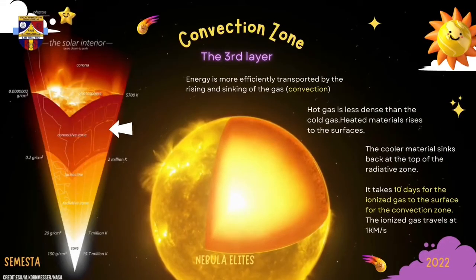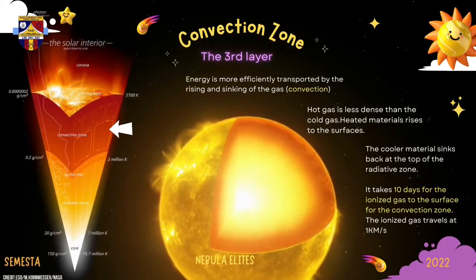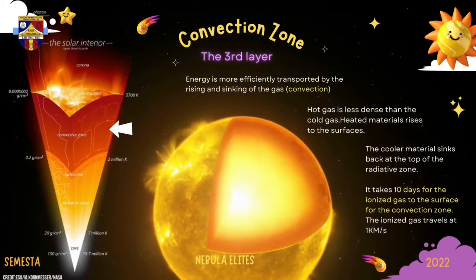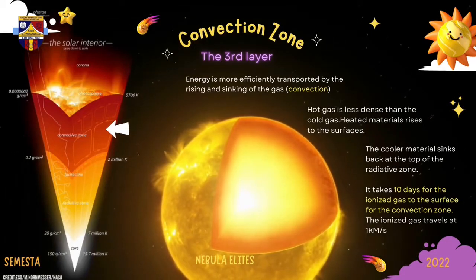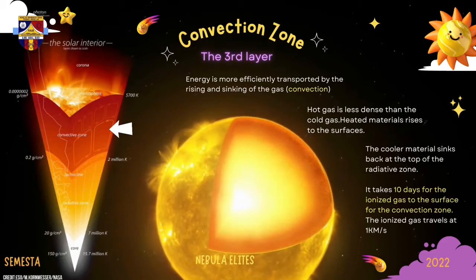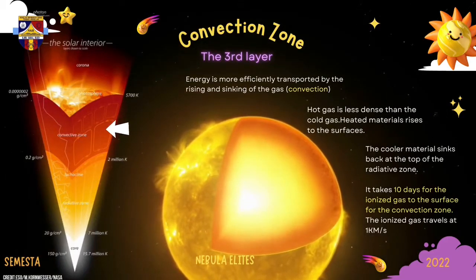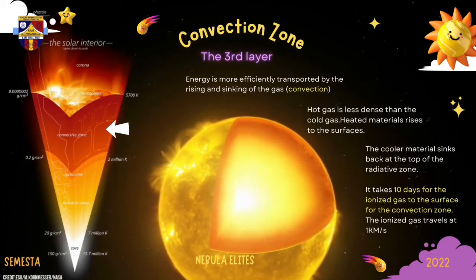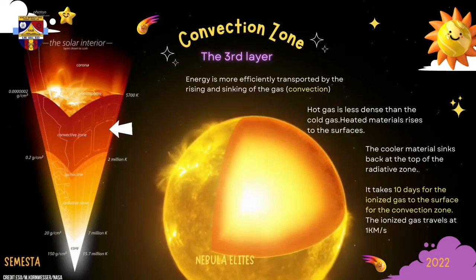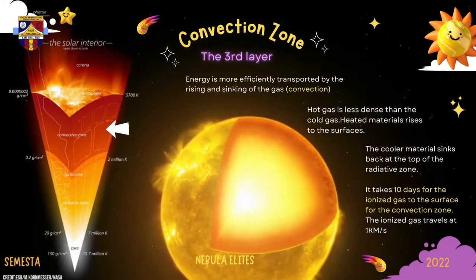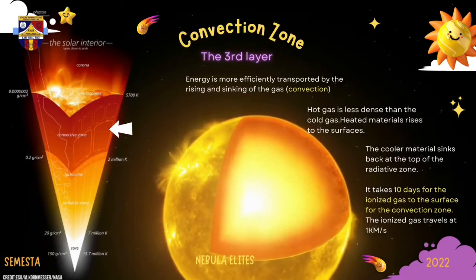At the convection zone, the energy is more efficiently transported by the rising and sinking of the gas under the process of convection, where the zone gets its name. Hot gas is less dense than cold gas, causing the heated material to rise to the surface, and the cooler material to fall back into the radiative zone. It will take 10 days for the ionized gas to surface to the convection zone. The ionized gas then travels at 1 km per second.